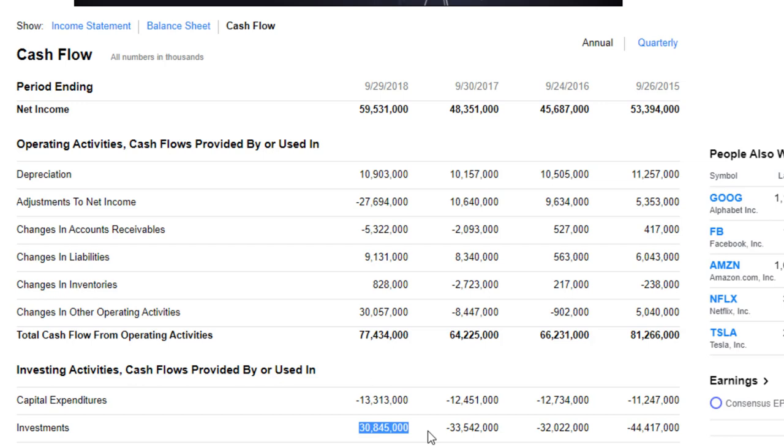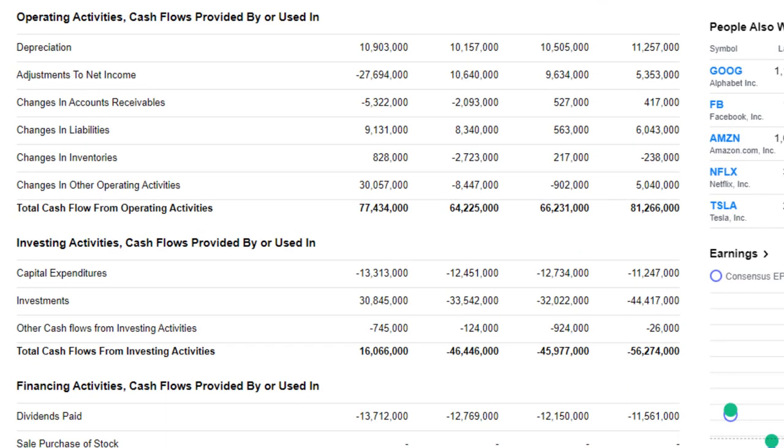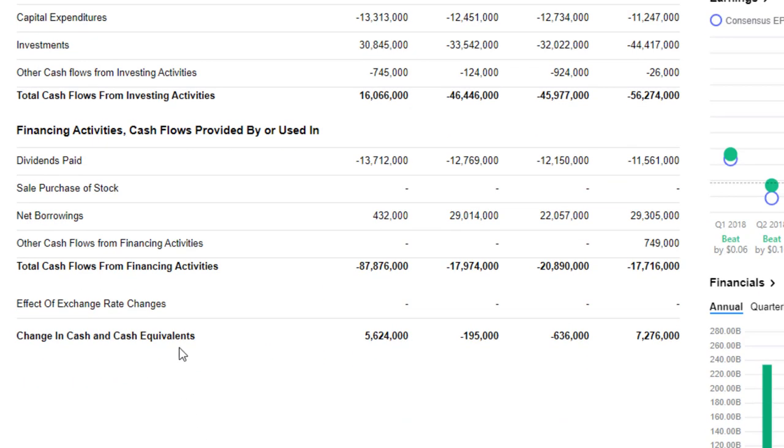Then we have other cash flows from investing activities, which is anything not related to investments and capital expenditures. That's it. When you add all of these numbers up, you get a total cash flow from investing activities, which equals almost $16.1 billion. And the final part of the cash flow statement is financing activities, cash flow provided by or used. This part is self-explanatory, very easy to understand and comprehend.